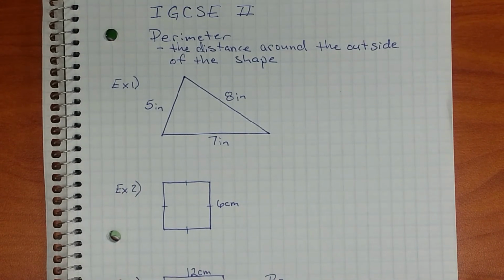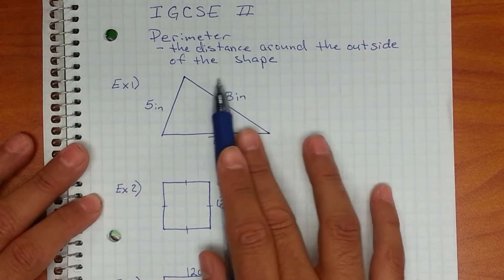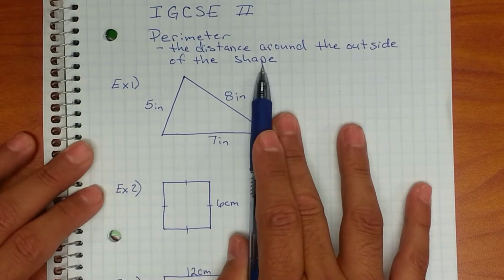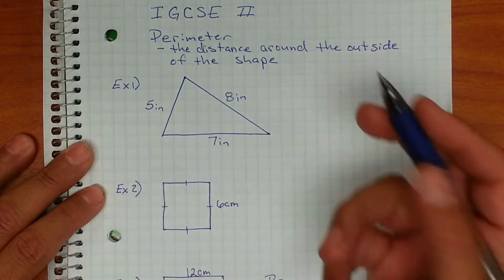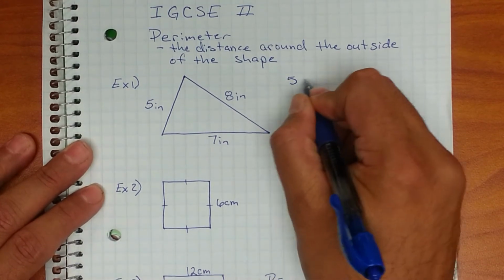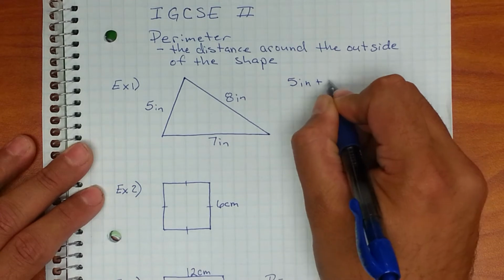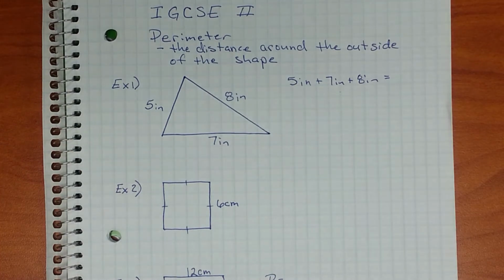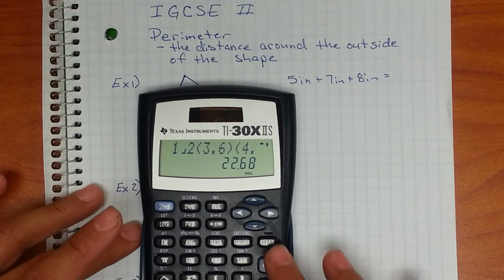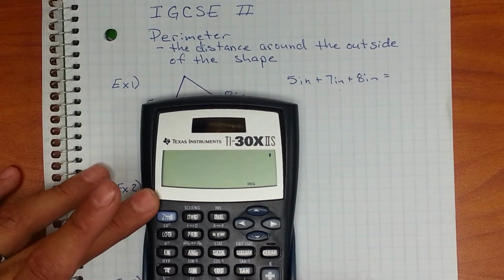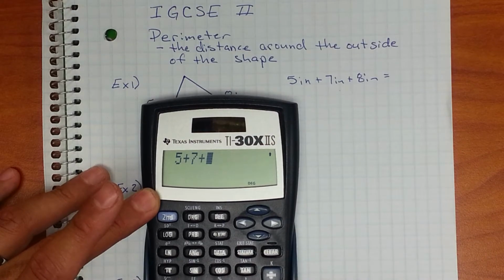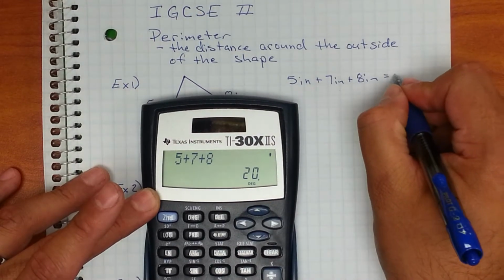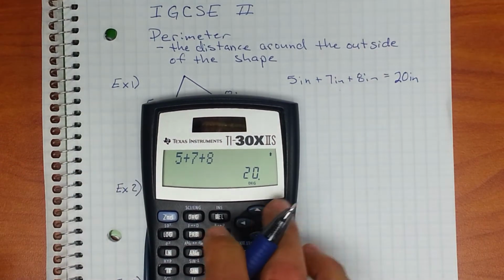Now, let's take a look. On example 1, to find the perimeter around it, I would have to just add together each one of the sides. So I'm going to have 5 inch plus 7 inch plus 8 inch. So we would have 5 plus 7 plus 8 equals 20. So I'd have 20 inches as my answer.